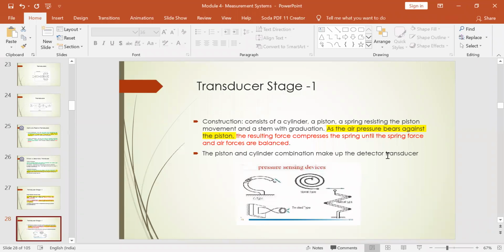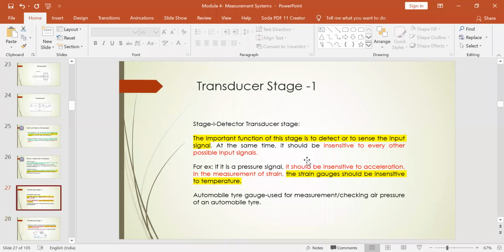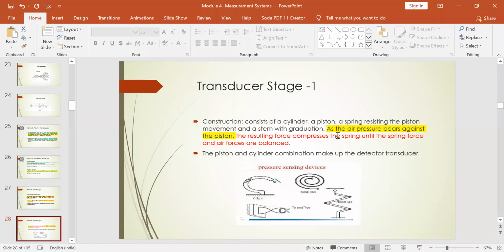So other than the detector transducer of the piston cylinder arrangement, we have other types of pressure sensing devices. These are the C-type pressure sensing device, this is the spiral type, this is the helical type, and this is the twisted type of sensing device. So if they ask you to explain the stages of the transducer with an example, you should be able to explain with an example. You can take a piston cylinder combination or any other type, and you can also name other types of pressure sensing devices. So all these come under transducer stage 1.